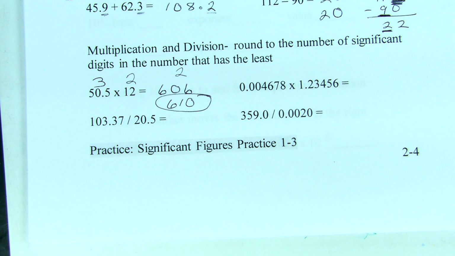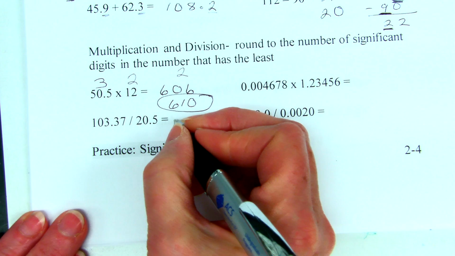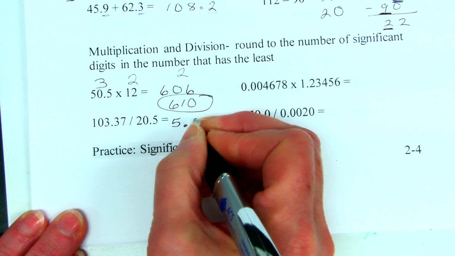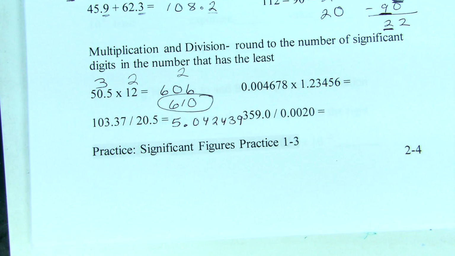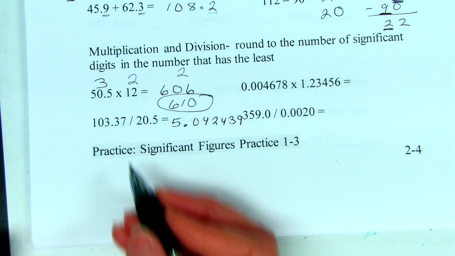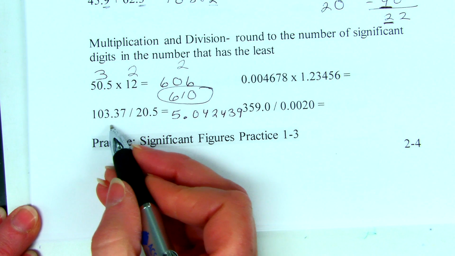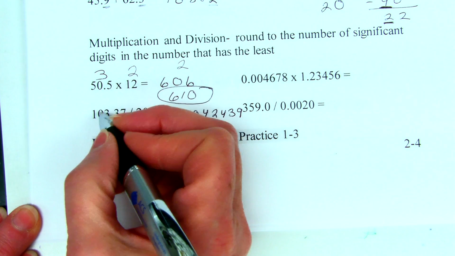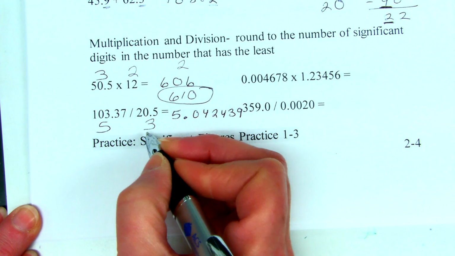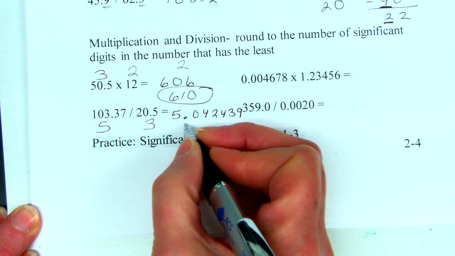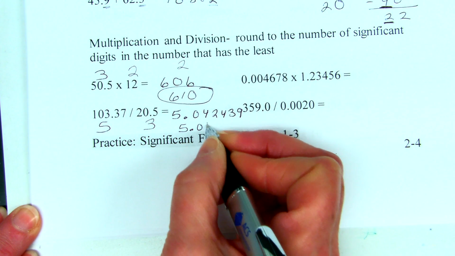103.37 divided by 20.5. Calculator says 5.042439. So now we have to round properly to significant digits. How many significant digits in this number? 5. How many in 20.5? How many in my answer? 3. 5.04.